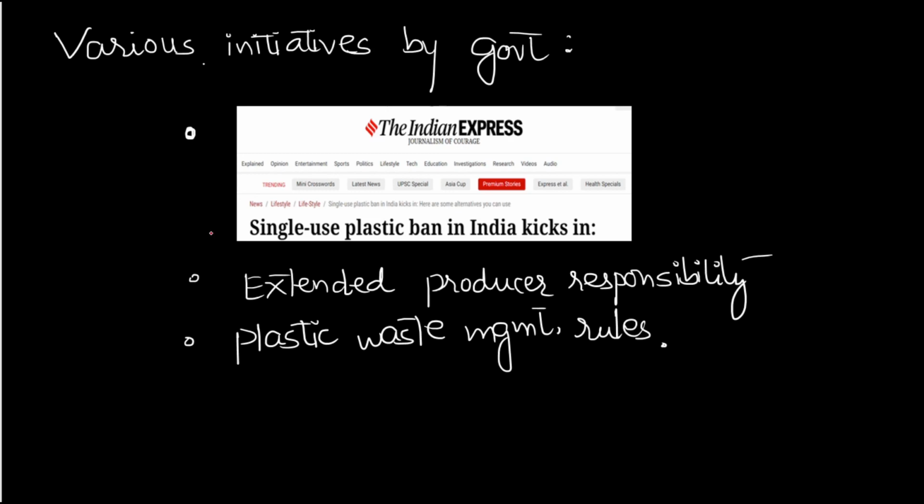Other initiatives which the government has taken include extended producer responsibility. That means the producer itself will take the responsibility of disposing of the plastics associated with it. And there is the plastic waste management rule, and there is recently an amendment in that as well. So you need not worry about that. We'll see that in the current section.